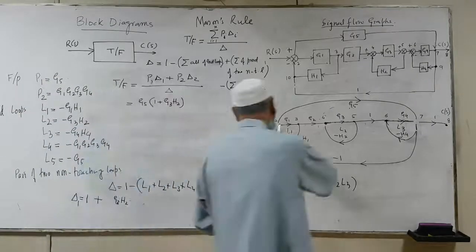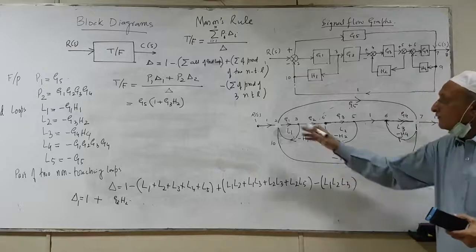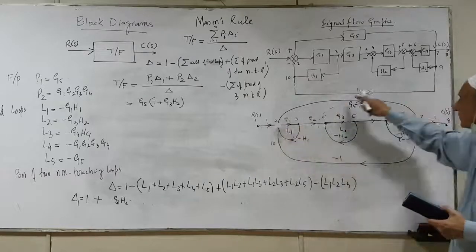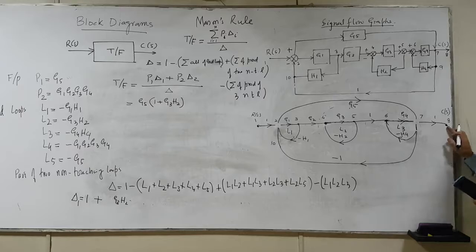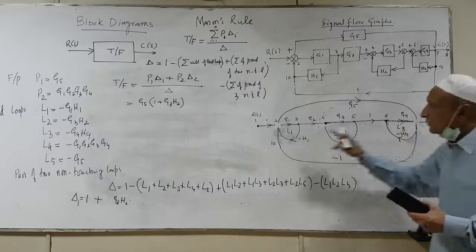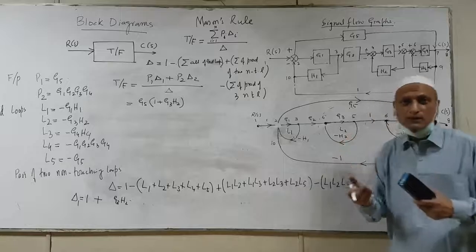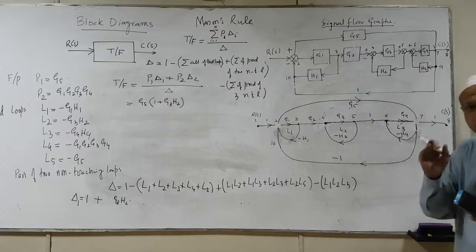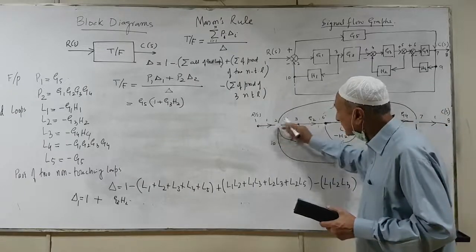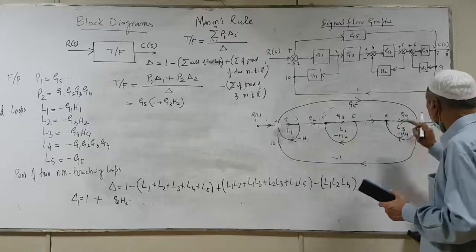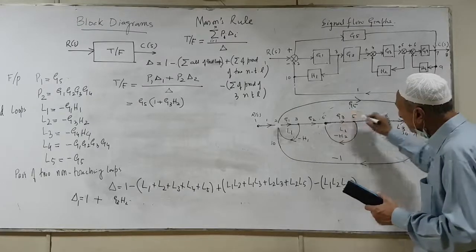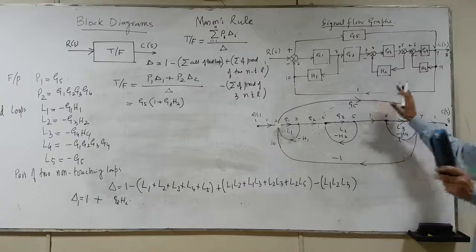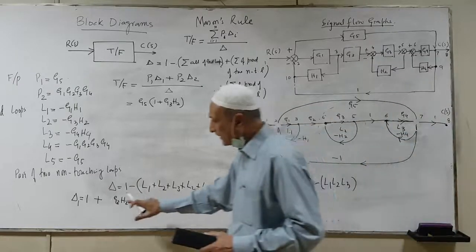Again, just remove all the nodes which are traversed by the forward path from 1 to G5. Of course, you leave those two nodes intact, 8 and 1. These are the starting point and the end point, and they do not have to be removed. Only the traversing nodes are removed. Now see, only this loop is intact. Every other loop is destroyed. So our delta 1 is this one.